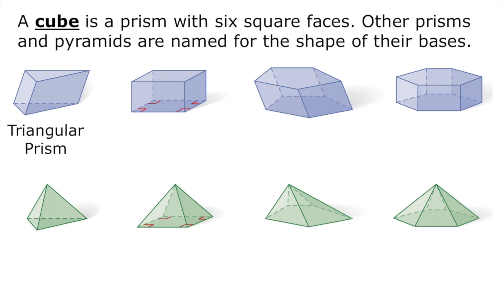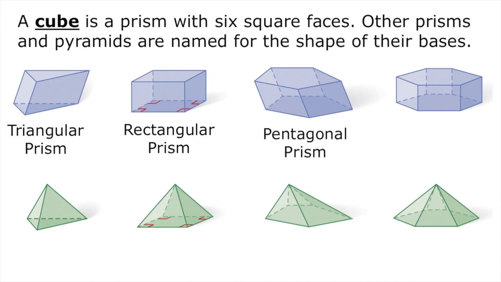Can you figure out what the rest are? The second one is a rectangular prism because its base is a rectangle. The next is a pentagonal prism. The fourth one is a hexagonal prism.